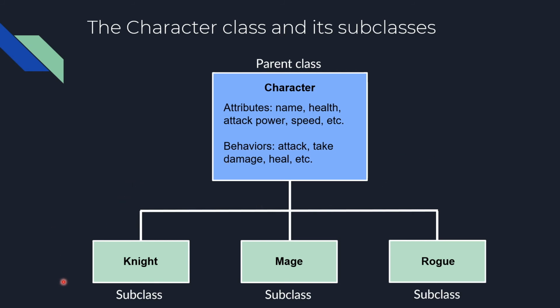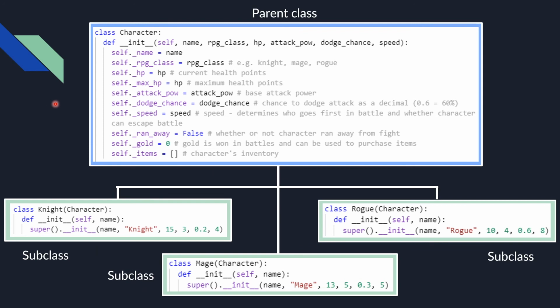And remember the rules of inheritance. Because knight, mage, and rogue are subclasses of character, they're each also going to have all of these attributes and all of these behaviors. So here's what the code looks like for all of our classes. Character class has the most code because within it we need to define all the attributes and behaviors that will be inherited by the subclasses.